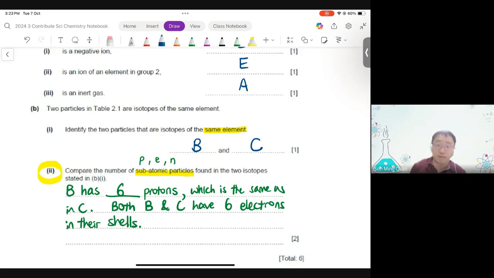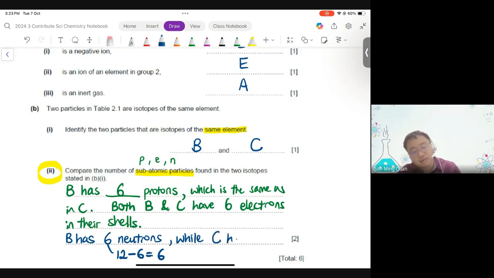So these are the similarities, the numbers of protons and the numbers of electrons. However, the number of neutrons would differ. B has 6 neutrons. How do I get 6? I take the nucleon number minus the proton number. 12 minus 6 equals 6.